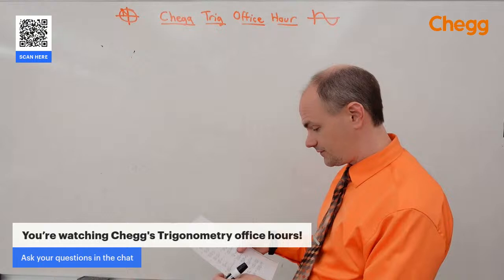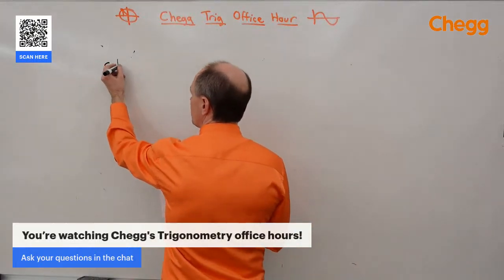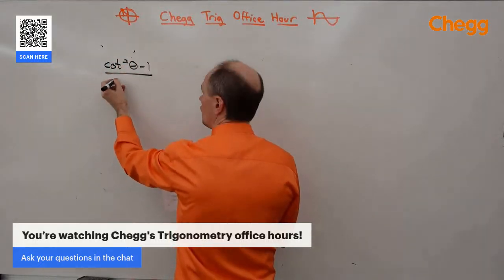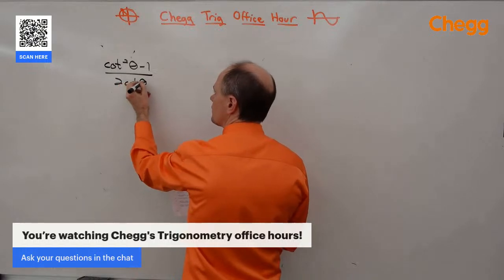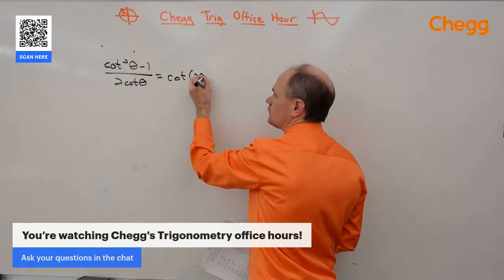Let's take a look at this. Let's try proving that cotangent squared of theta minus 1 over 2 cotangent of theta is equal to the cotangent of 2 theta.